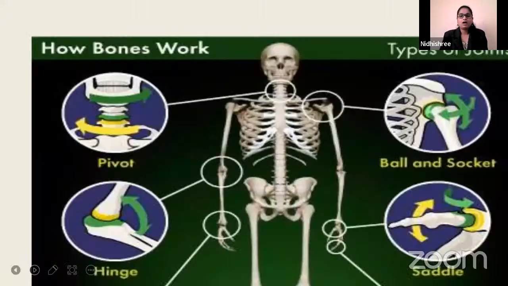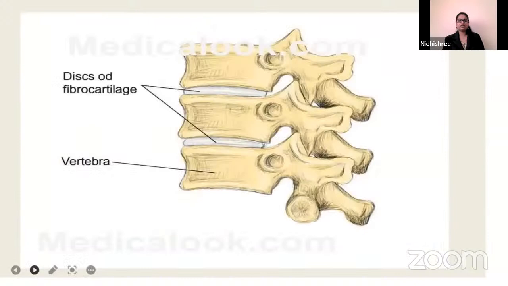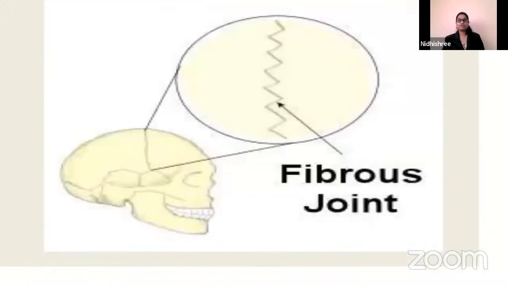Fine. Types of joints will come here: pivotal joint, hinge joint, elbow, saddle joint and ball and socket joint. Ball and socket joint here, hinge joint at the elbow, pivotal joint, the ellipsoidal joint, the hip joint, and the pectoral girdle structure. This is the knee. We have many questions on this, types of joints, guys. Fibrous joint in the skull.